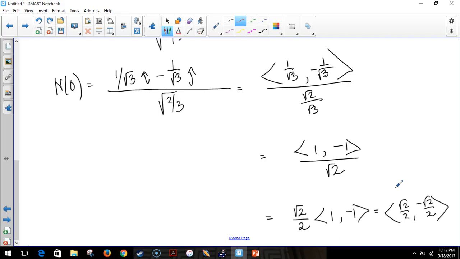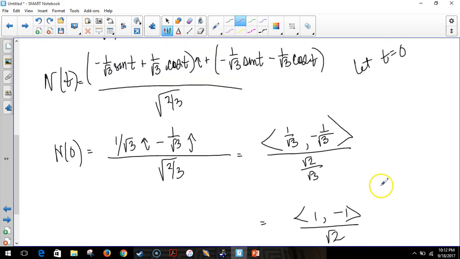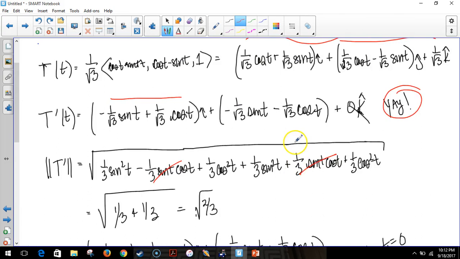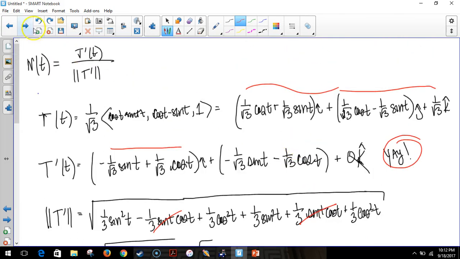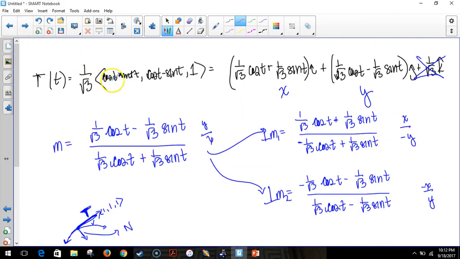normal unit vector. Now you might be looking at this saying, this doesn't look anything like the other thing that we had. Well, it does actually. So here is my unit tangent vector.